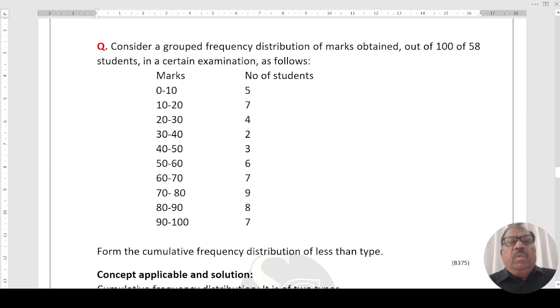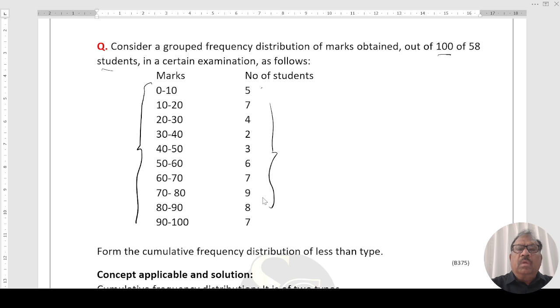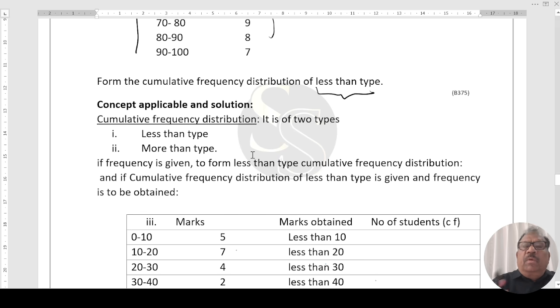Question is, consider a grouped frequency distribution of marks obtained out of 100 of 58 students in a certain examination as follows. Marks are given as 0 to 10, 10 to 20, up to 90 to 100 with a class interval of 10. Number of students are given to you. We have to form the cumulative frequency distribution of less than type.